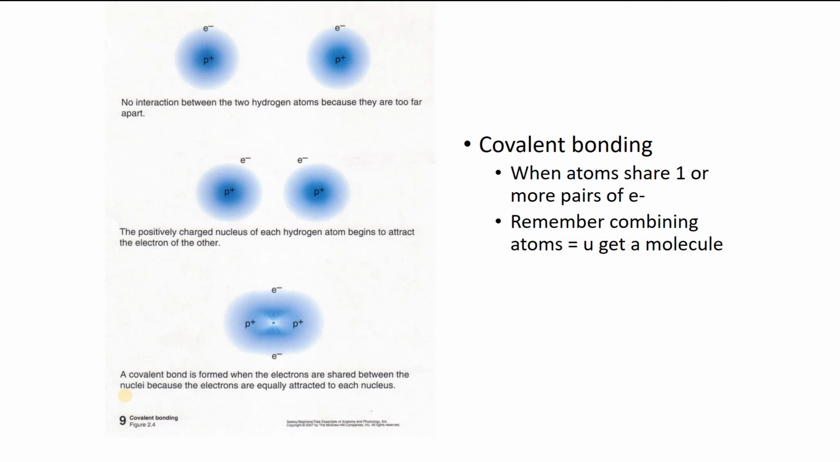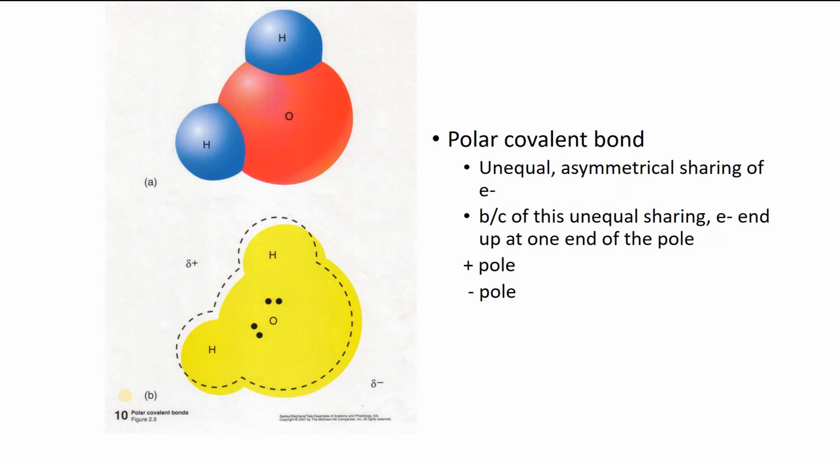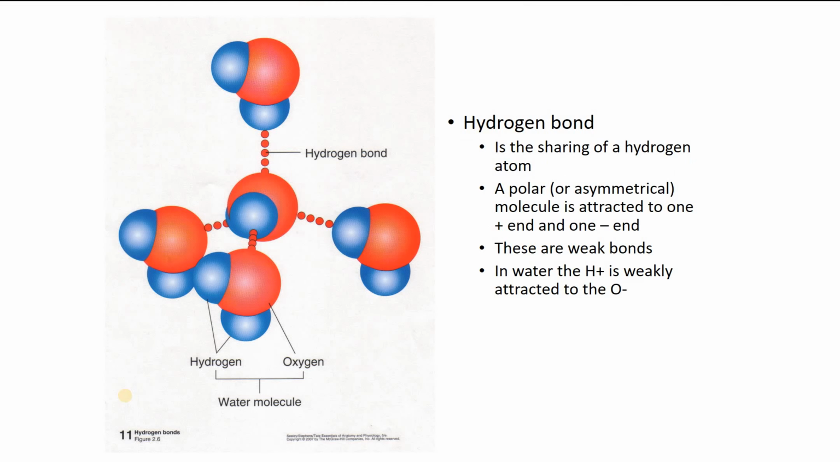Be able to define covalent bonding and polar covalent bond. One thing about the polar covalent bond is the unequal, asymmetrical sharing of electrons, as you can see there in this example with water, H2O, 2 hydrogens to an oxygen. We have a positive pole and a negative pole. Because of the unequal sharing, the electrons end up at one end of the pole. Another breakdown of what a hydrogen bond looks like.